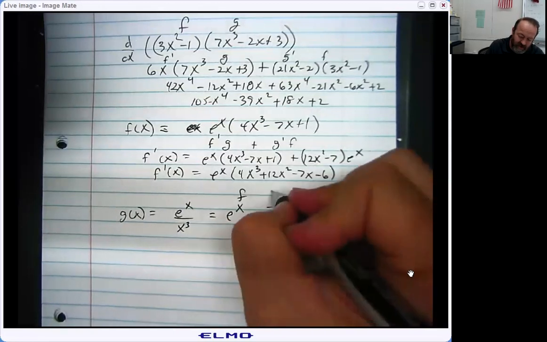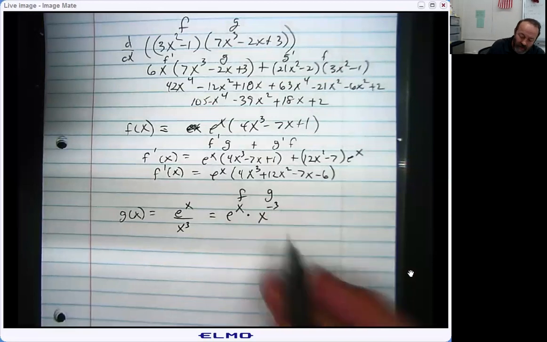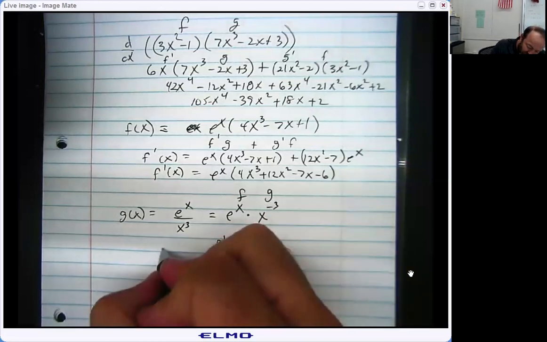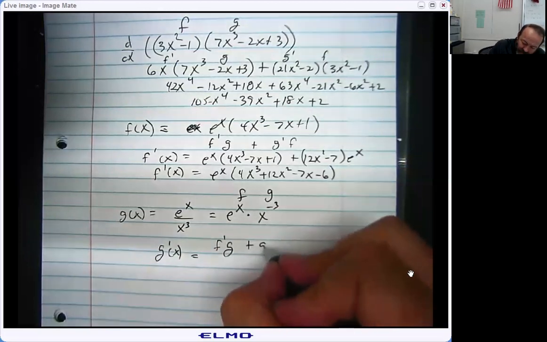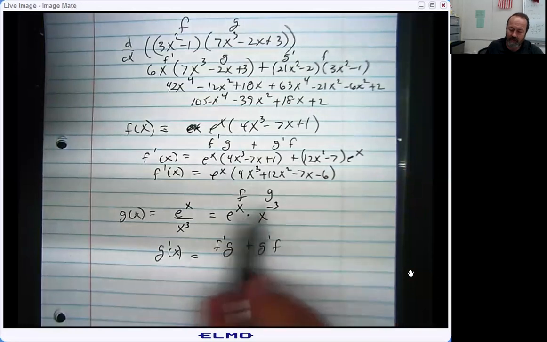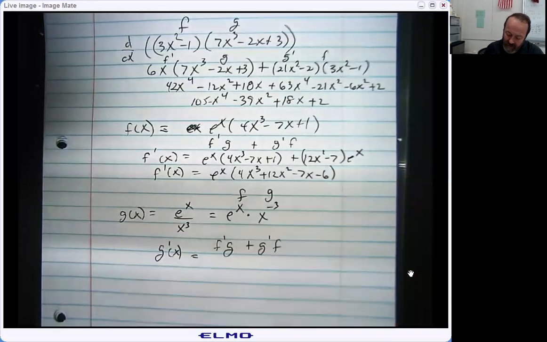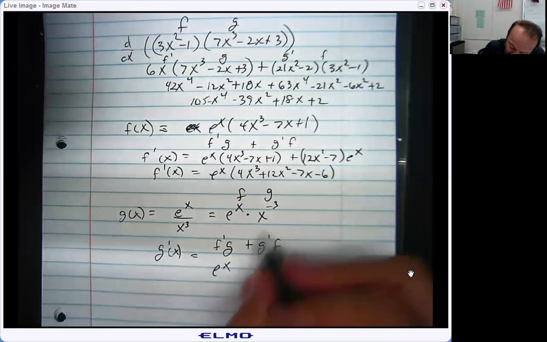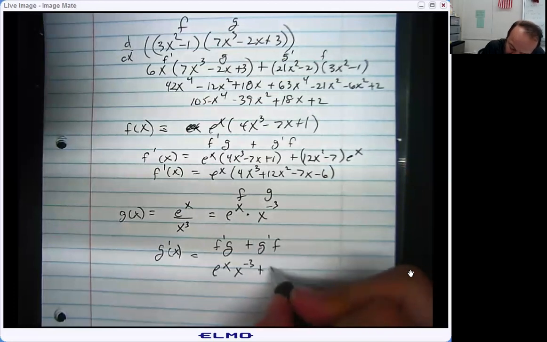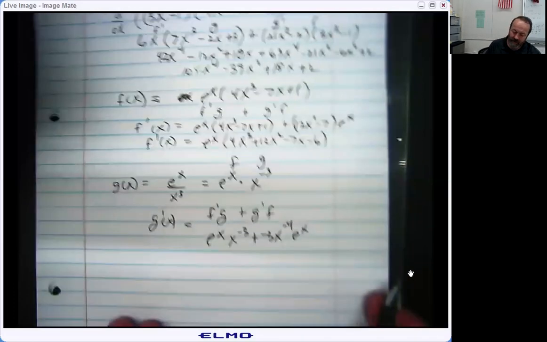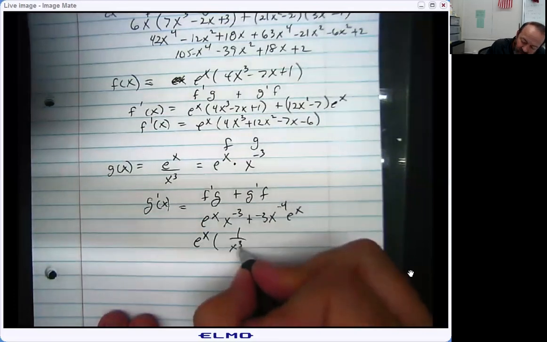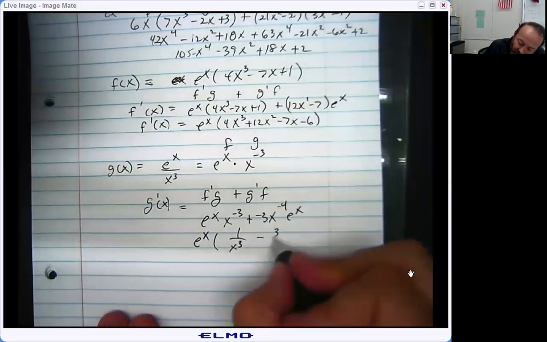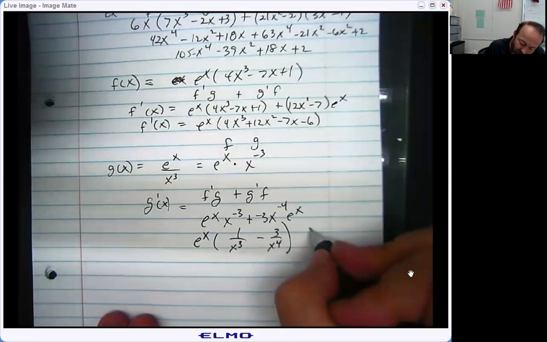So if I consider this function f and this function g, the derivative would be f prime g plus g prime f. Probably shouldn't keep using the same letters, but I always use f and g. So f prime g plus g prime f. That looks pretty good. And so if I again factor that e to the x out, I'd have 1 over x cubed from the front side, 3 over x to the fourth from the back side, and we finished our story.